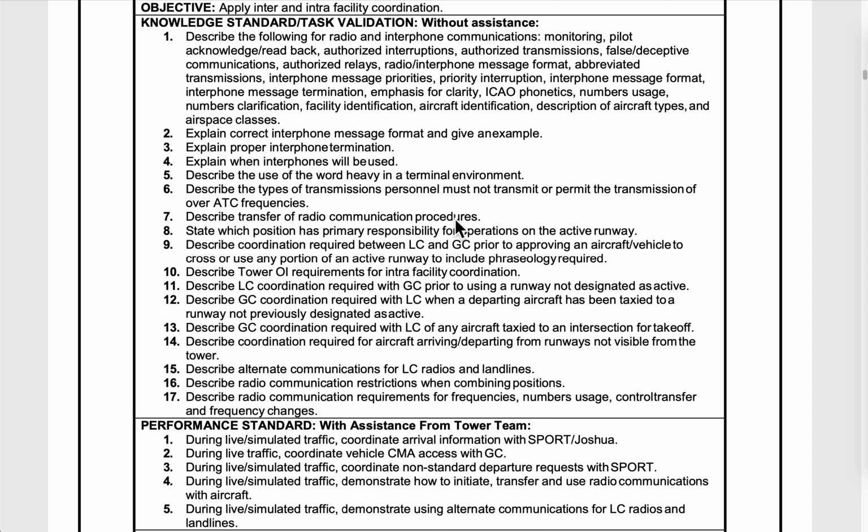Describe coordination required between local control and ground control prior to approving an aircraft or vehicle to cross or use any portion of an active runway, to include phraseology required. When ground control requests to cross the runway, local controller must verbally specify the runway to be crossed at the point of intersection of that runway where the operation will occur, preceded by the word cross. That's really important for us in the tower cab so that we're not approving something at another place.